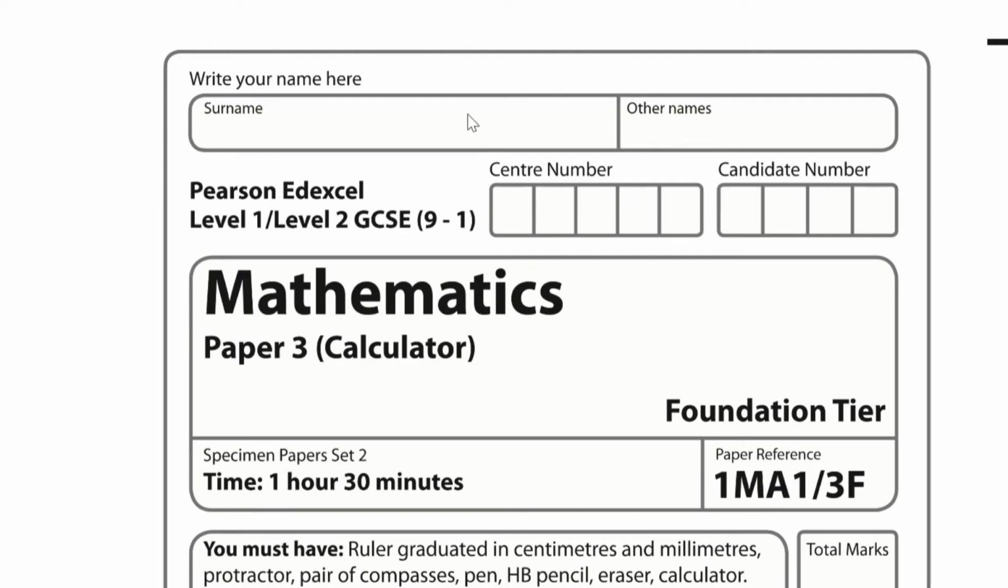This is the Edexcel GCSE 9-1 Maths Paper 3 from the foundation tier, and this is from the Specimen Set 2 papers.